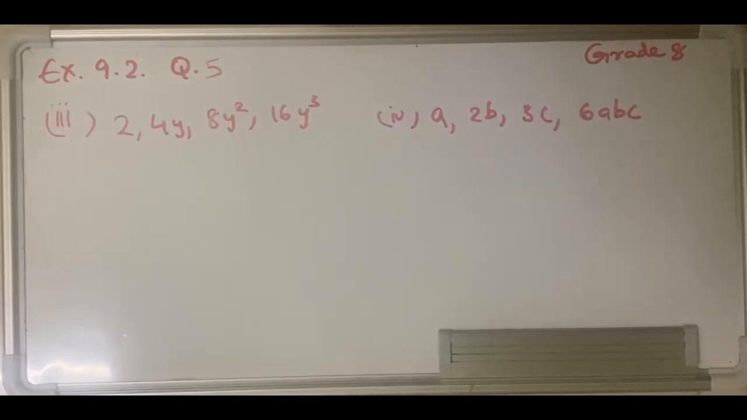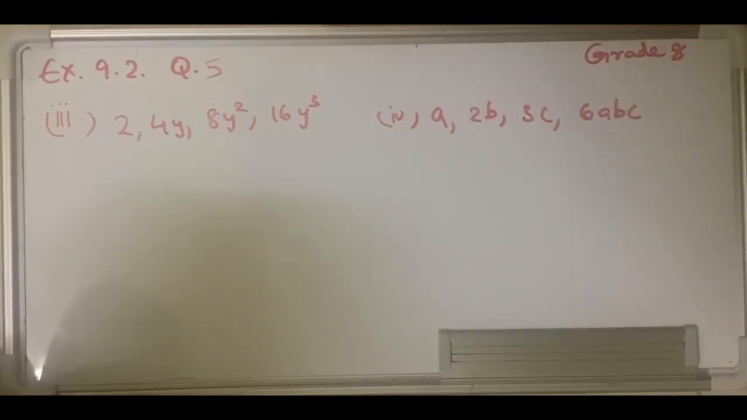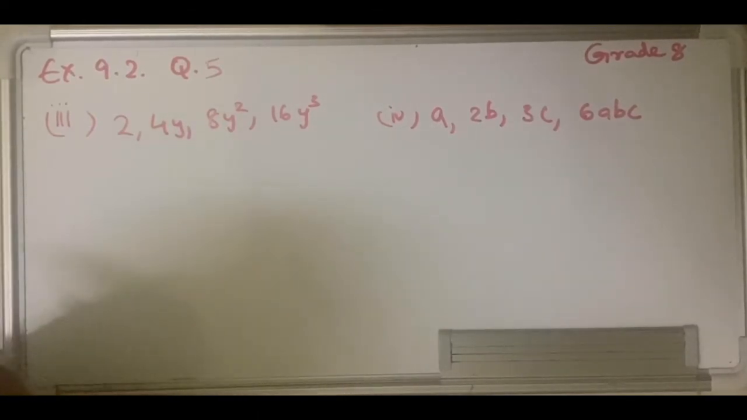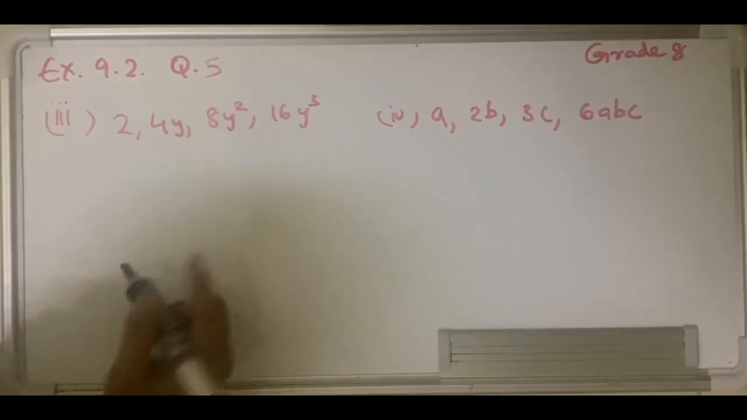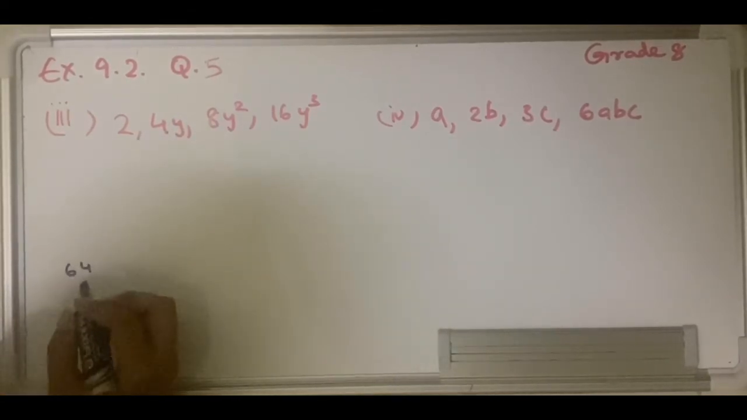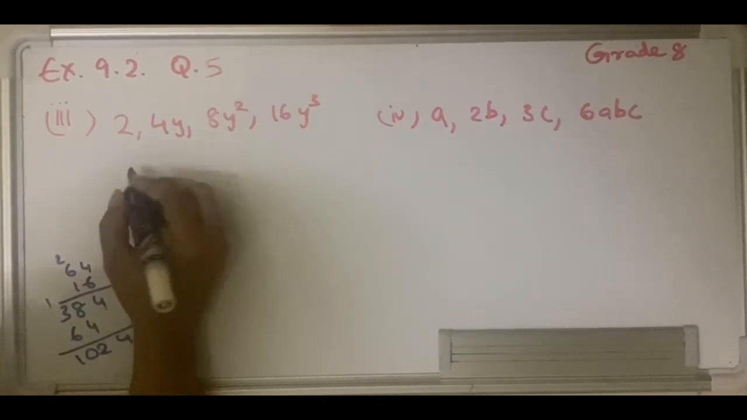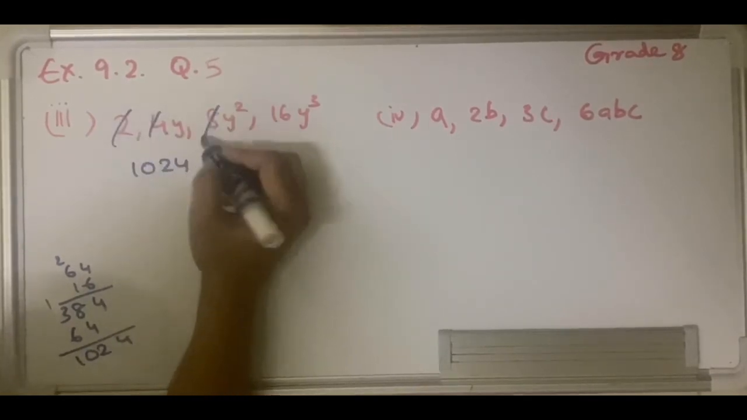Understood? Now if we look into the third question, we can see that we have a lot of numbers here, right? We have 3 monomials given. So let's multiply the numbers first. You get 2 times 4 is 8, and 8 times 8 is 64, right? And 64 times 16. So when I multiply all the numbers, I am getting 1024. So I just put them, right? So the number part is over.